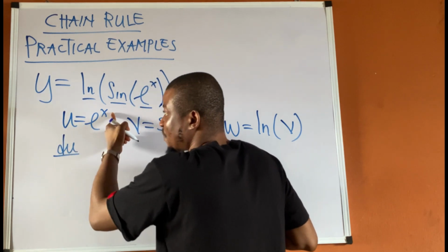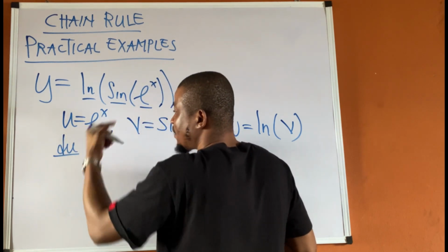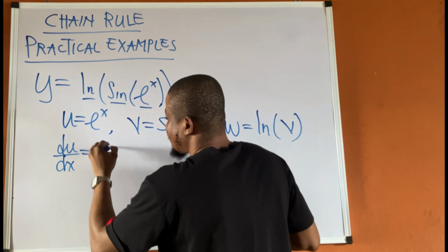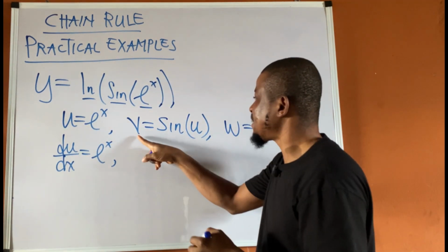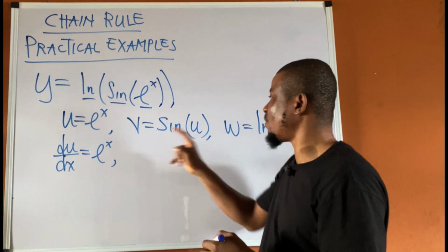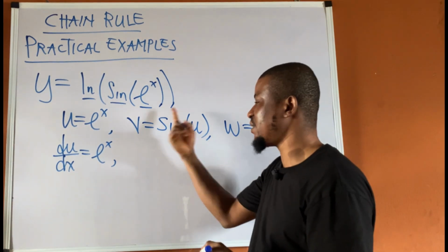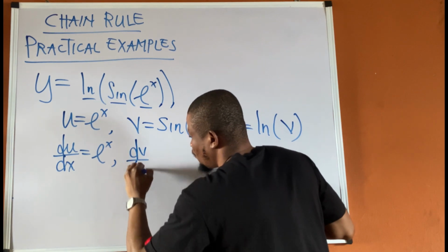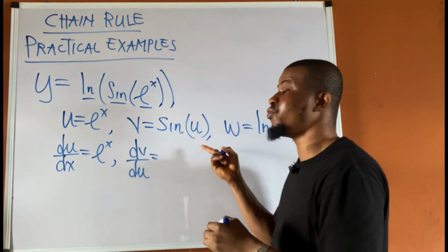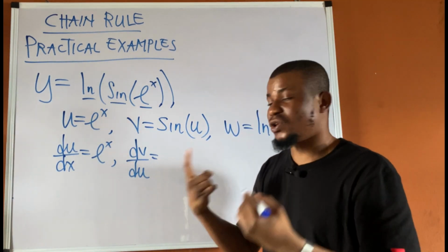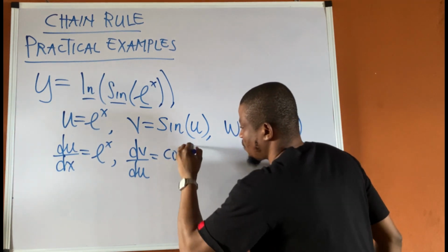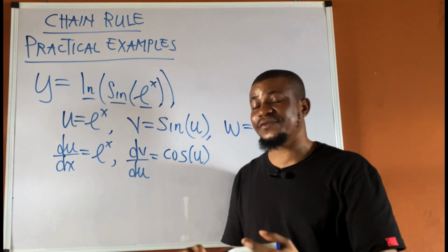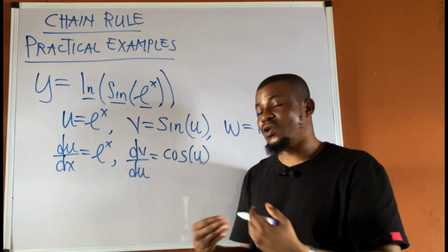I will differentiate this with respect to x, right? Because this is depending on x. du/dx: if I differentiate e^x, it is e^x. Now this is a function of u because it's depending on values of u. So I'll find dv/du. And if I differentiate sine u, I will have cos u. Because if you differentiate sine x, it is cos x. The same way you differentiate sine u, it will be cos u.